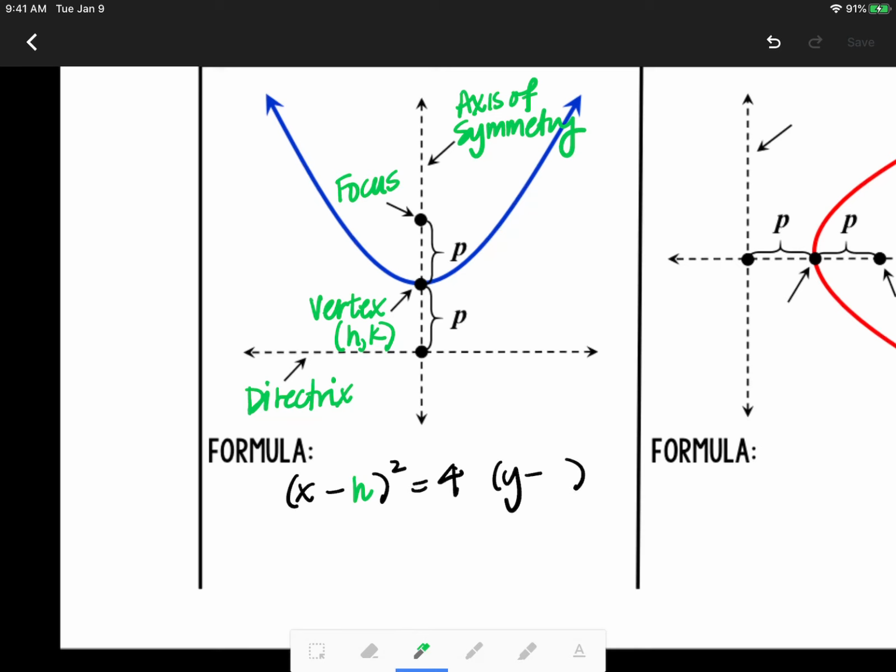H is our horizontal shift to our vertex or our center. K is our vertical shift to our vertex or our center. Now P is this ratio that we've developed that tells you how far away the focus and the directrix are. Imagine as this focus pulls further and further away, this parabola becomes wider and wider. As we move these closer together, so let's say we put them really, really close, the parabola becomes narrower and narrower.